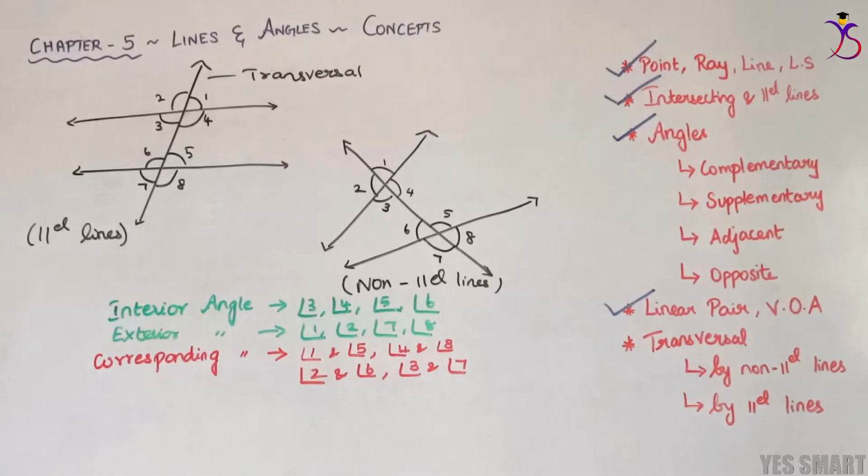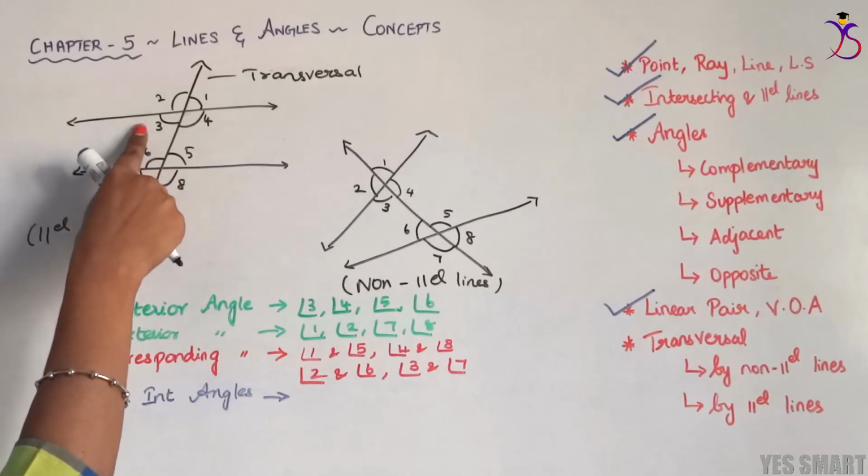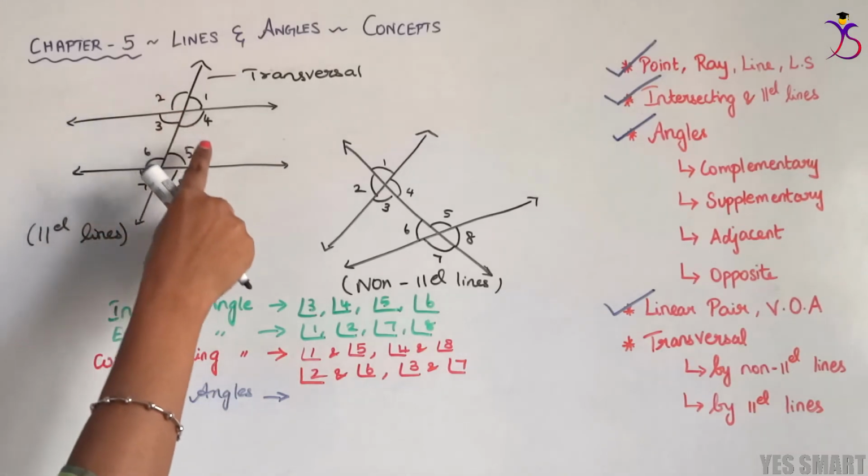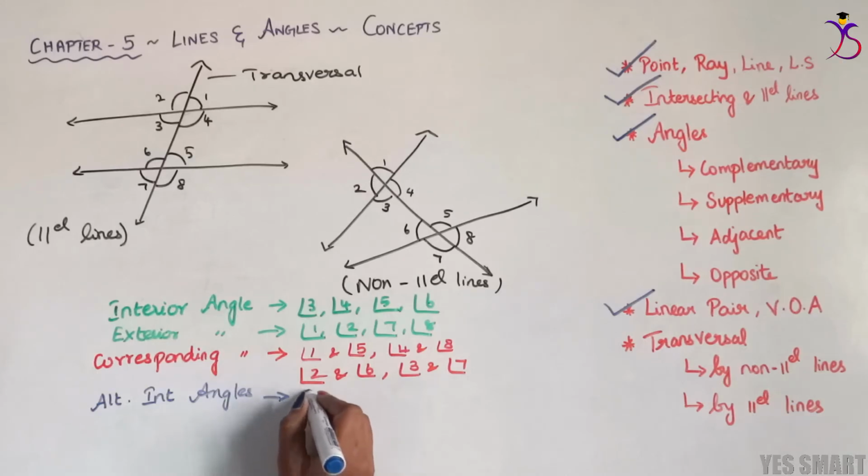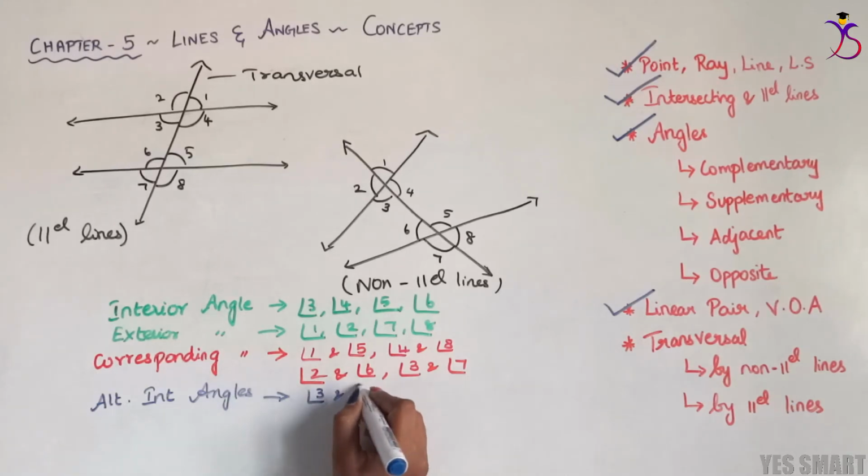Now the next category is alternate interior angles. That is, the interior angles which are alternate to each other. We already know that 3 is an interior angle. So the alternate angle to angle 3 is angle 5. That is, the angle should be alternate, it should be in the diagonal position, and also it should be interior. So angle 5.